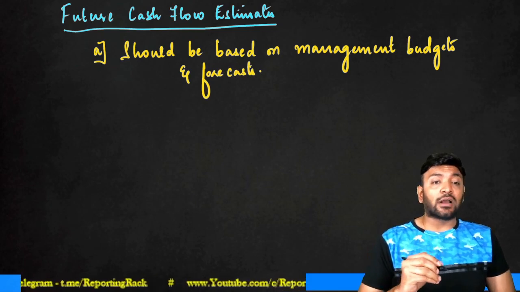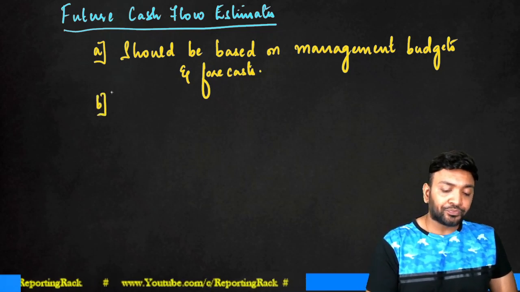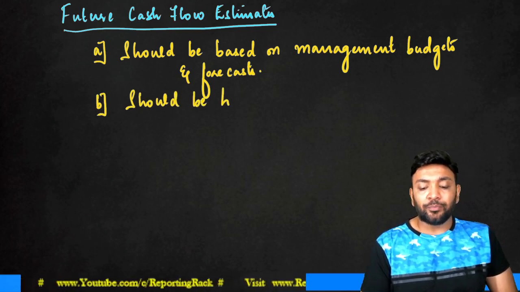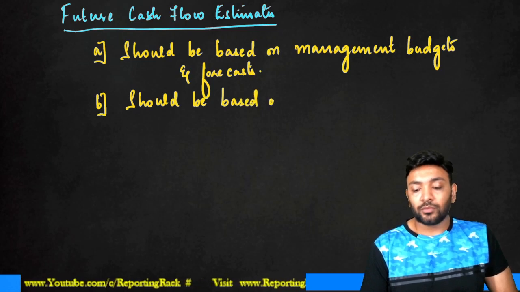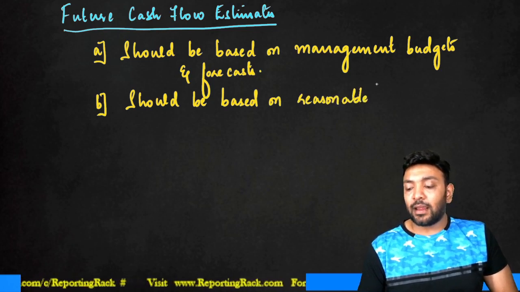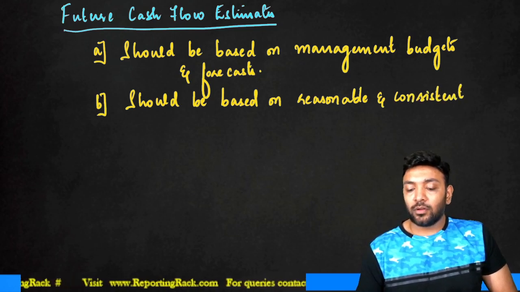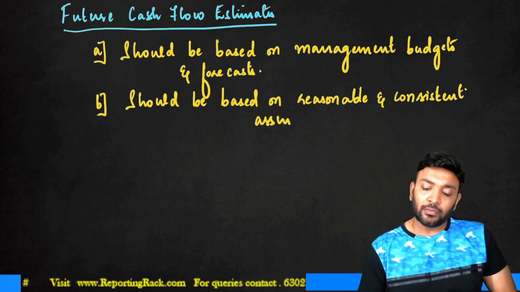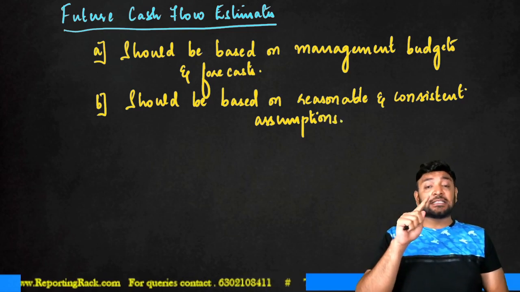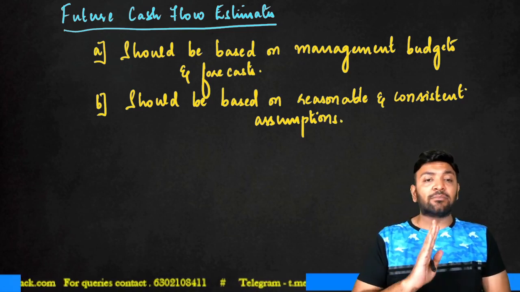These management budgets and forecasts should be based on reasonable and reliable assumptions. They should be based on reasonable and consistent assumptions. Certain financial assumptions have to be made. I said in the previous example that the selling price is estimated to increase with an inflation rate of 10%. That is a reasonable assumption.